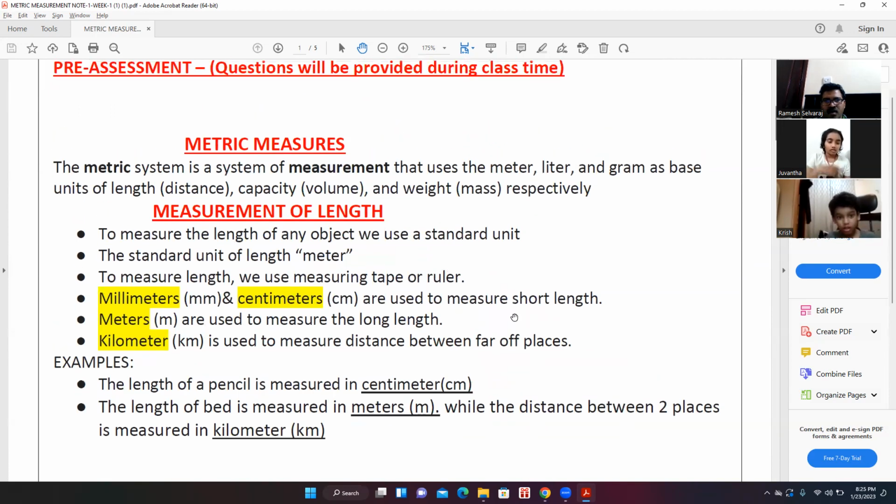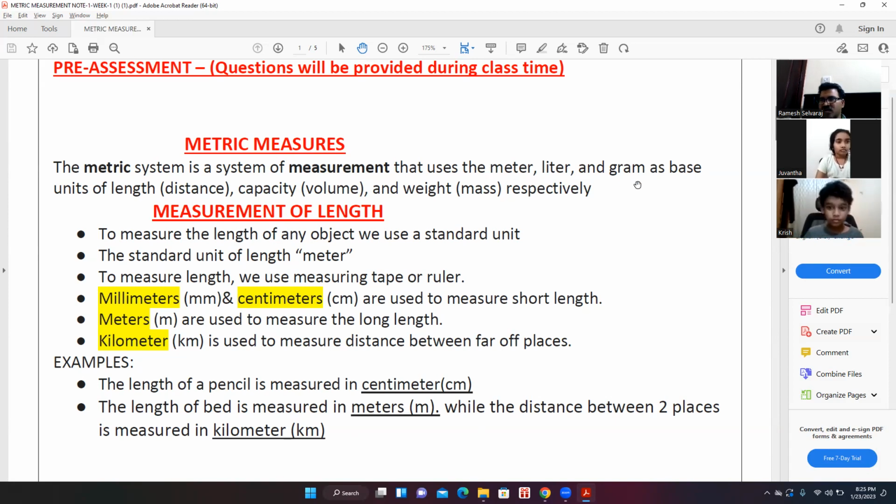Okay. The metric system is a system of measurement that uses meter, liter, gram as base units of length or distance, capacity or volume, and weight or mass, respectively. This one I will tell you, then you will be able to understand. There are three units you have seen, right? Meter, liter, gram. Sometimes if you go to some shop, they will tell you this much meter length of rope you are buying, this many liter of milk you are buying, this many kilogram or gram of rice you are buying.